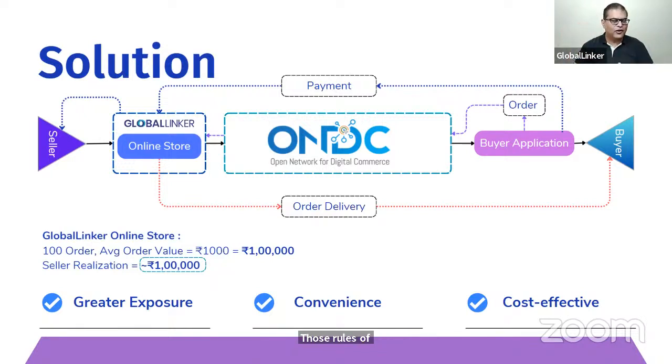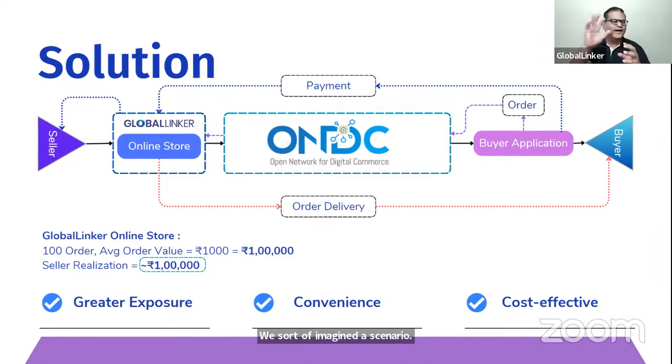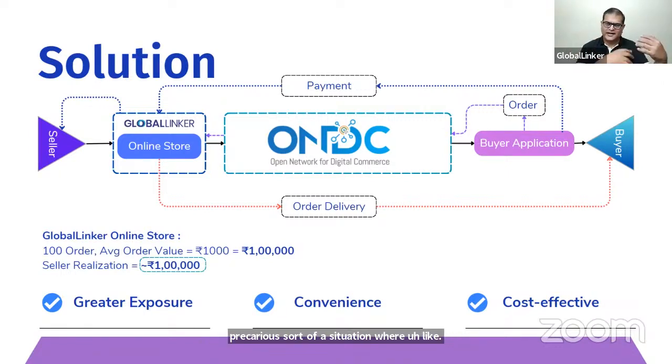Now, coming back to the original point we were discussing, we imagined a pre-ONDC scenario where, as a seller, you were in a very precarious situation: you have to shell out significantly if you want to generate business through your online store. And if you're participating in marketplaces, that's where again you're shelling out on commission. So it was not a very comfortable situation for you as a seller. Now, what did ONDC change, or what does ONDC intend to change? That's where it goes to the purpose.